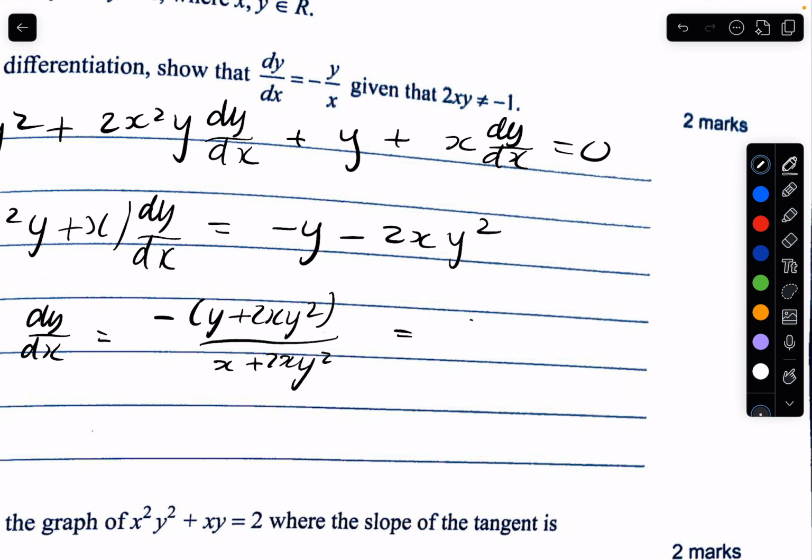Which is negative. So if we take out, well, what we can do is separate that into two. Negative y over x. No.